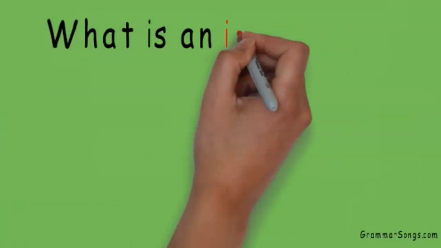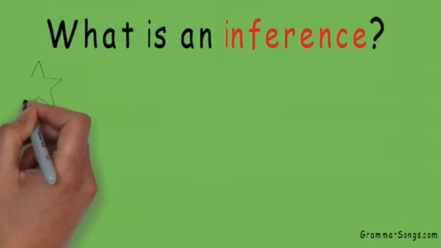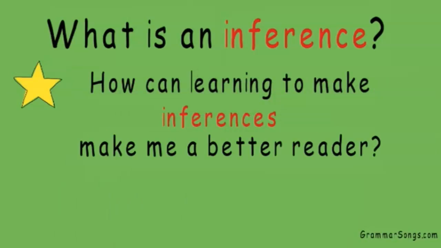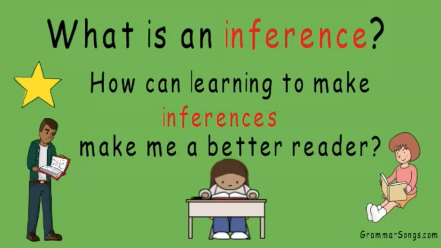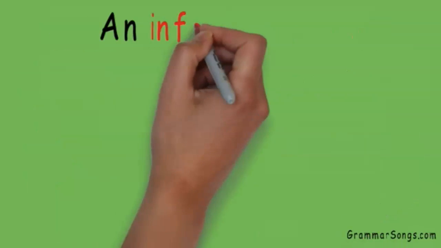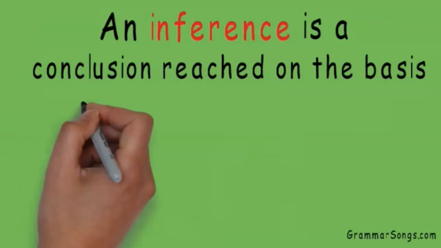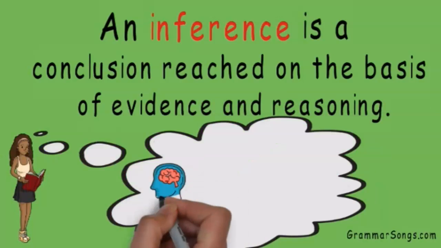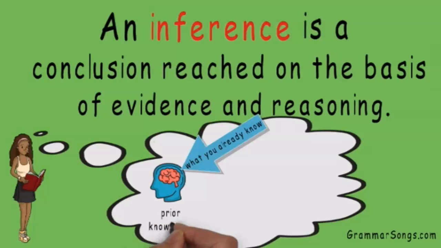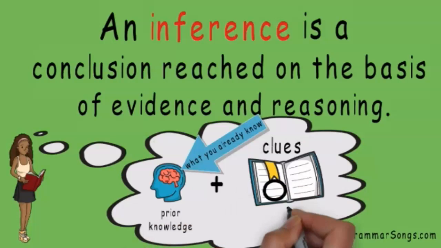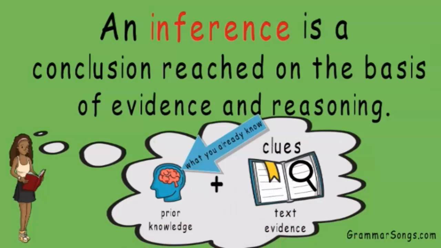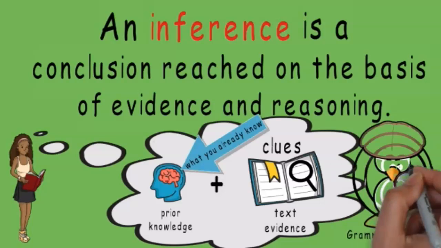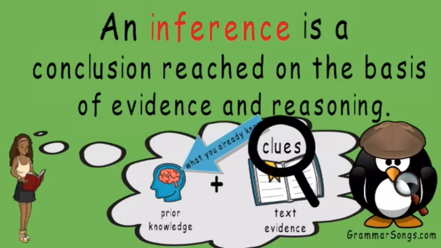What is an inference? More importantly, how can learning to make inferences make me a better reader? Let's get started. An inference is a conclusion reached on the basis of evidence and reasoning. Good readers infer by using what they already know, prior knowledge, along with clues in the text evidence to form an idea. Did someone say clues? Yes, Detective Waddle. Looking for clues is very important when making inferences.